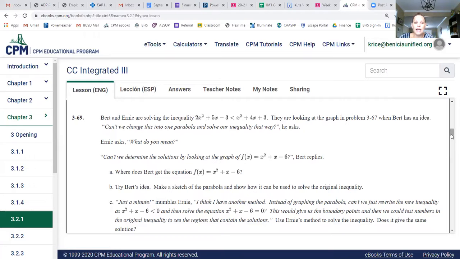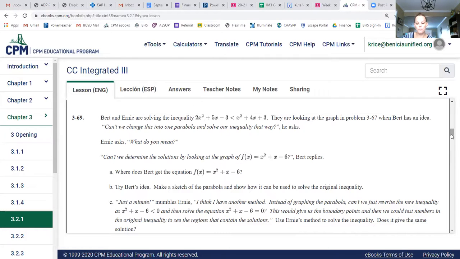When Bert has an idea, can't we change this into one parabola and solve our inequality that way, he asks. Ernie says, what do you mean? Can't we determine the solutions by looking at the graph of f of x equals x squared plus x minus 6, Bert replies. Where does Bert get that equation?